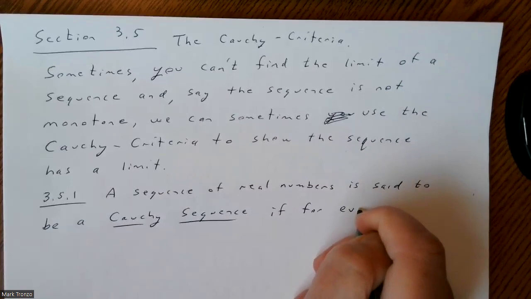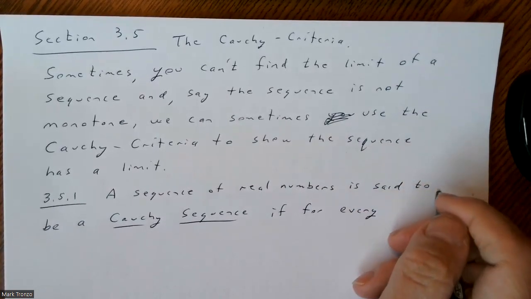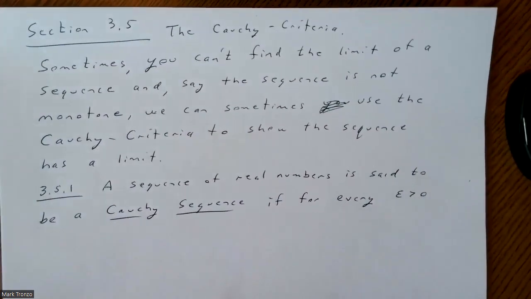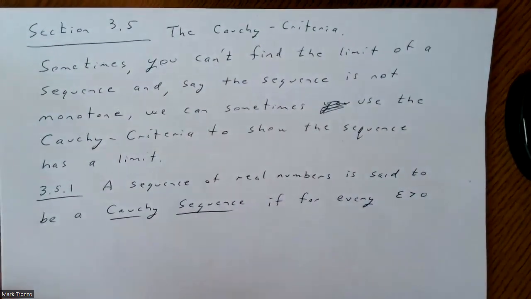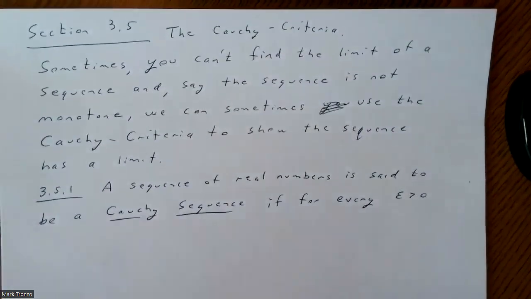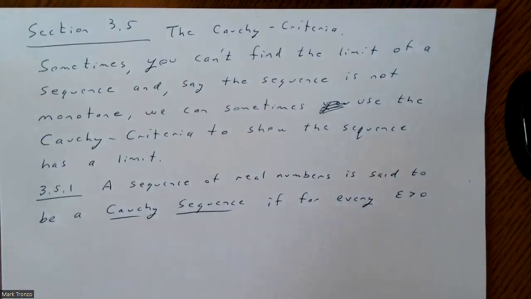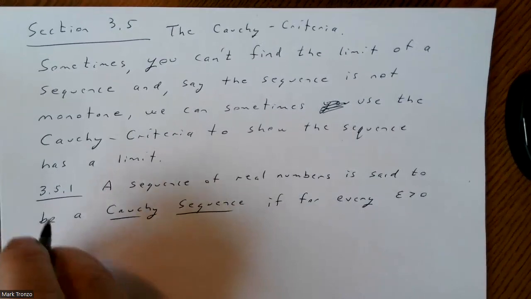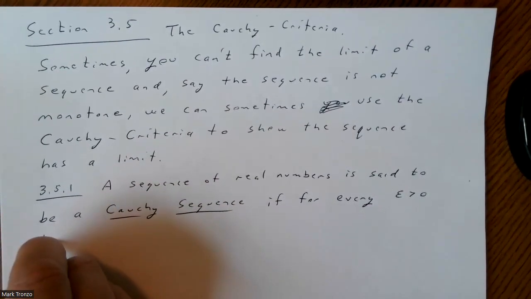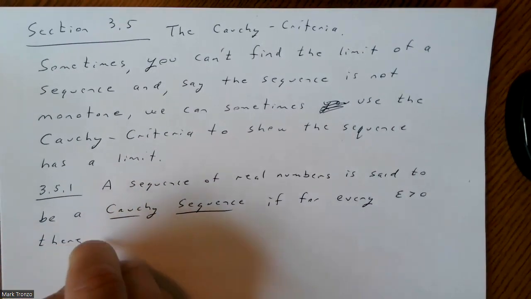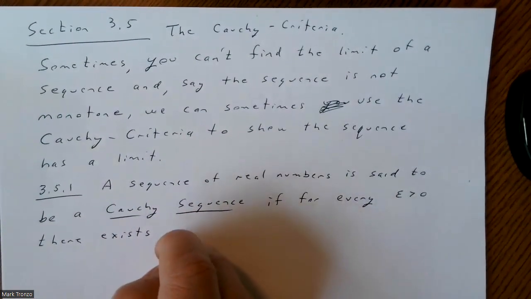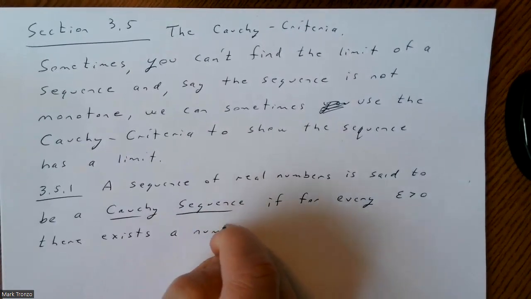if for every epsilon greater than 0. Remember, before we defined the limit, we had to know what the limit was ahead of time, or at least guess what it is. But now we don't have to do that. We say let epsilon be greater than 0. There exists a natural number. Remember, that sounds like what we had before.